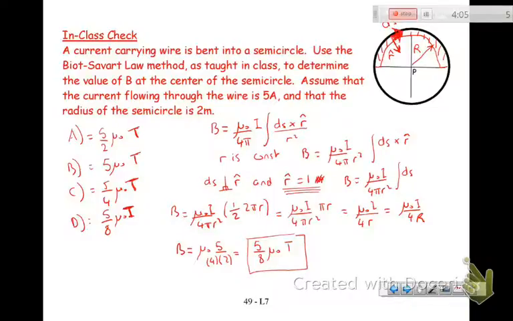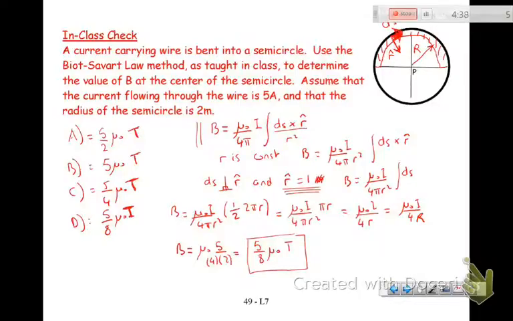So we're back, and so here's the layout of this. We basically wrote down Biot-Savart's law, and then we recognized that r was constant, so we were able to take that out of the integral. Then we recognized that ds was perpendicular to r hat, and r hat has a magnitude of 1, so we're able to simplify our integral to being the length. Then we recognized that half a circle is half a circumference, which is half of 2 pi r, and then we're just rearranging and substituting in numbers.